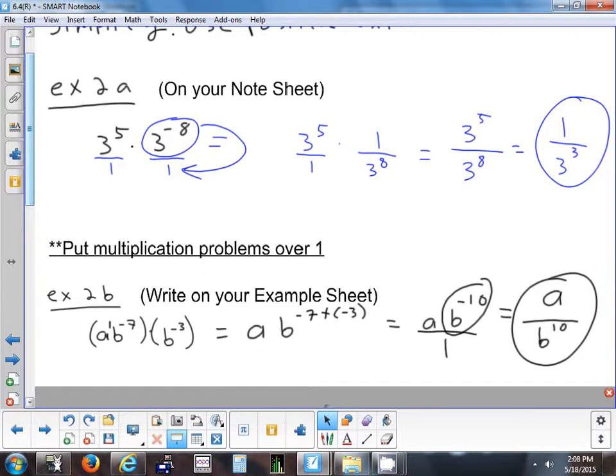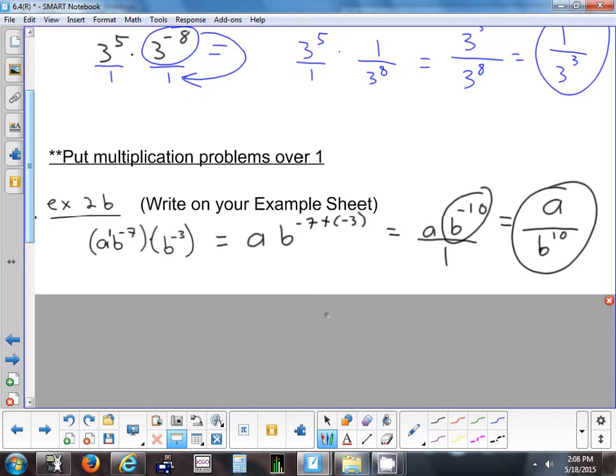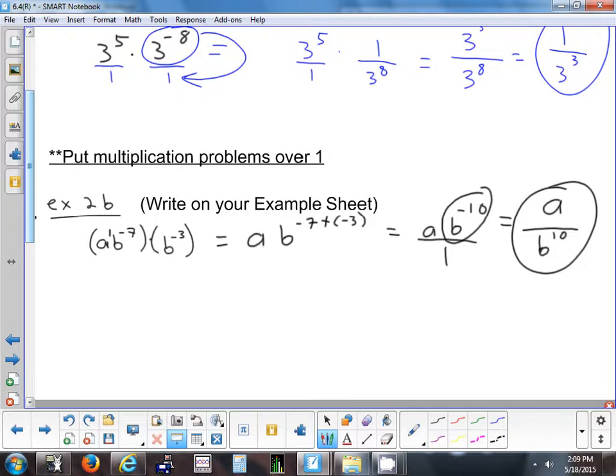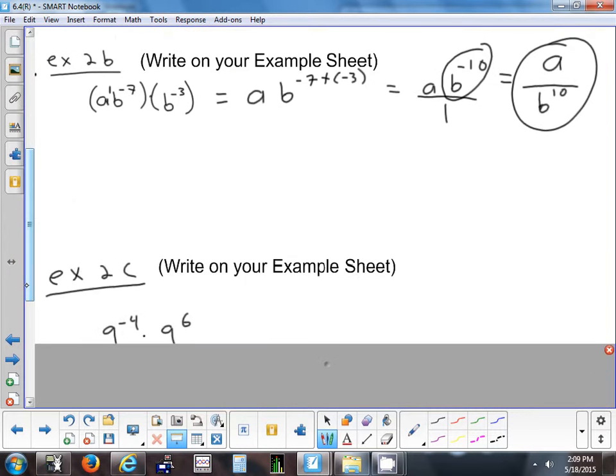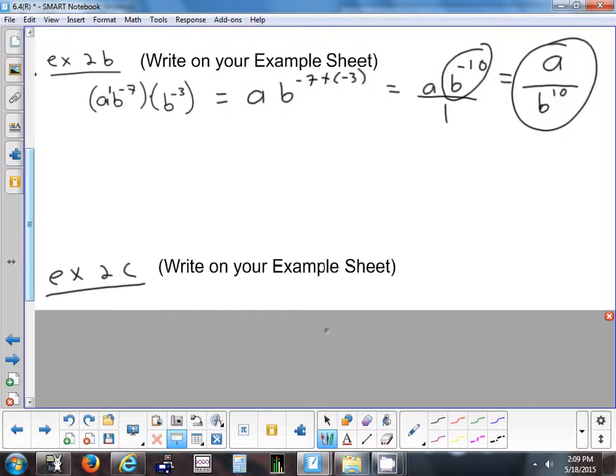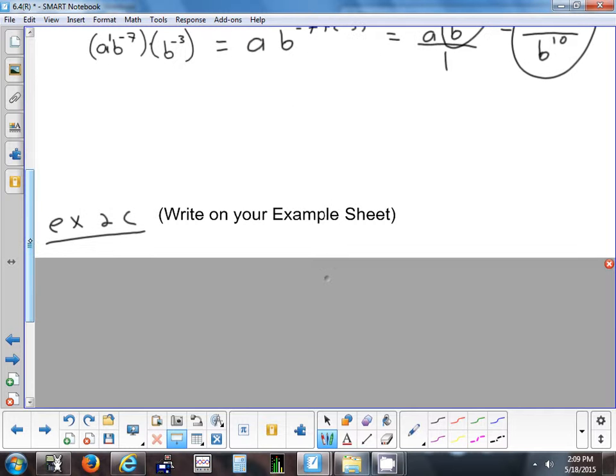All right, guys. So the last one, we're going to do one on the note sheet that we gave you at the beginning, that we put all the rules on. We're going to put one more example on there. But this next example is going to go on your example sheet, the one with the example letters and the blanks. Right on your example sheet, you have example 2C and blank space below it. We're just going to write it in there.